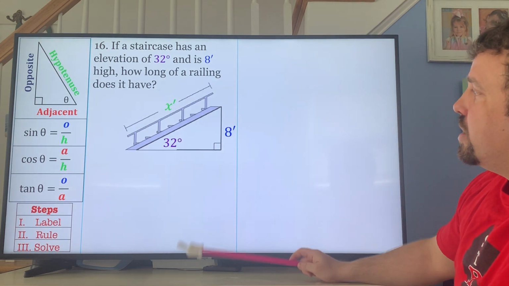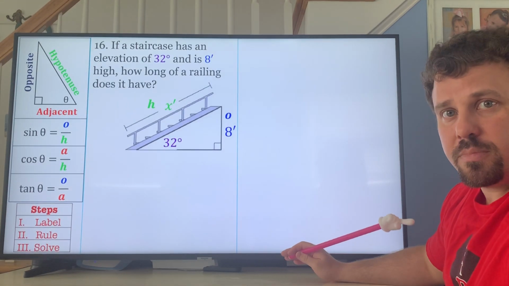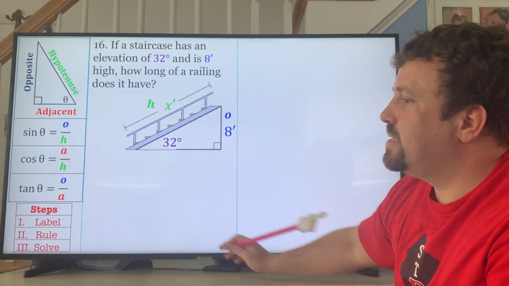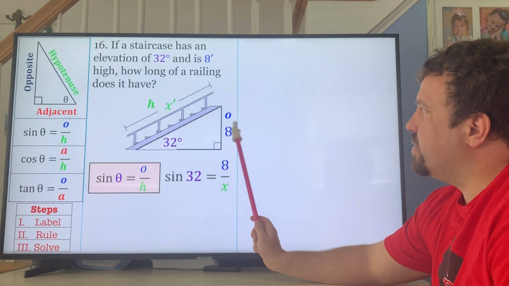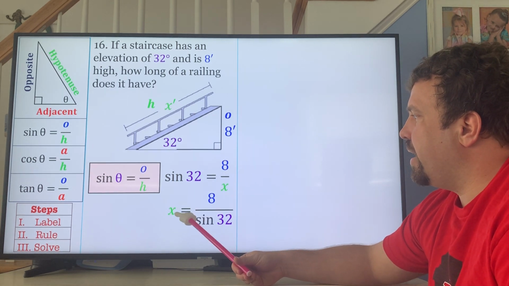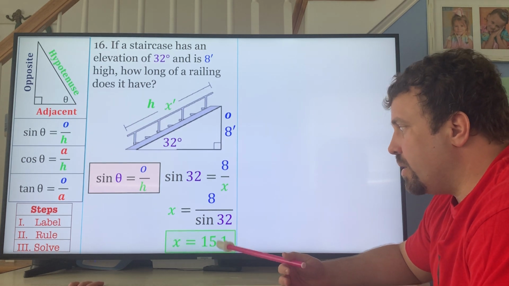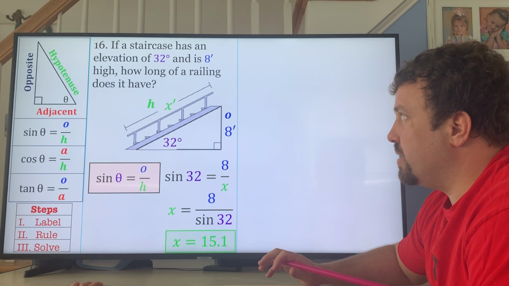So you have a hypotenuse, you have an opposite. Hypotenuse and opposite is sine. So sine 32 equals opposite over hypotenuse. Since the x is on the bottom, x equals 8 divided by sine 32, which is 15.1. 15.1 feet. So the staircase is 15.1 feet long.